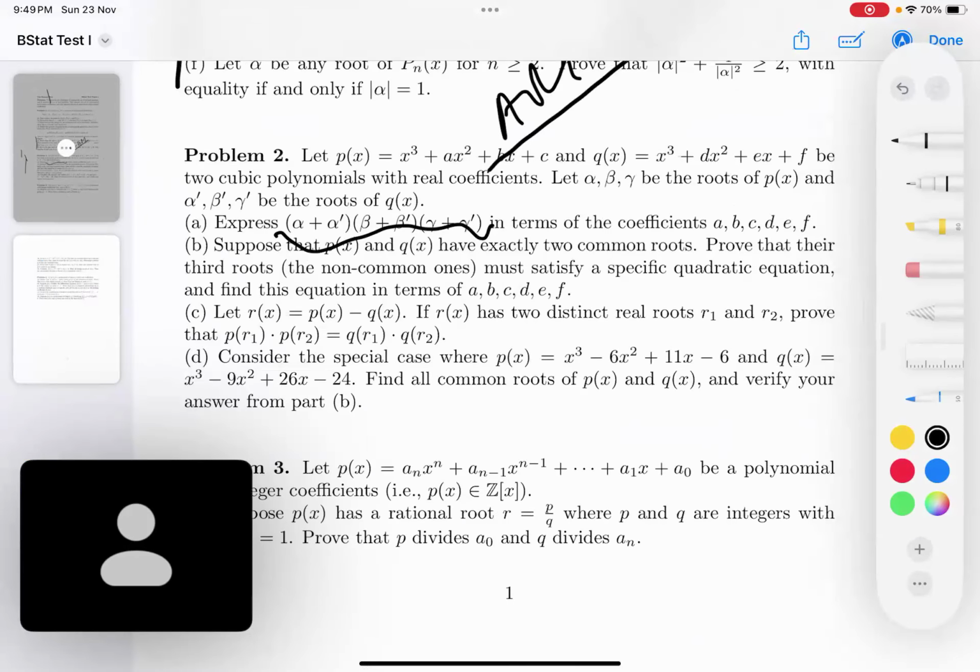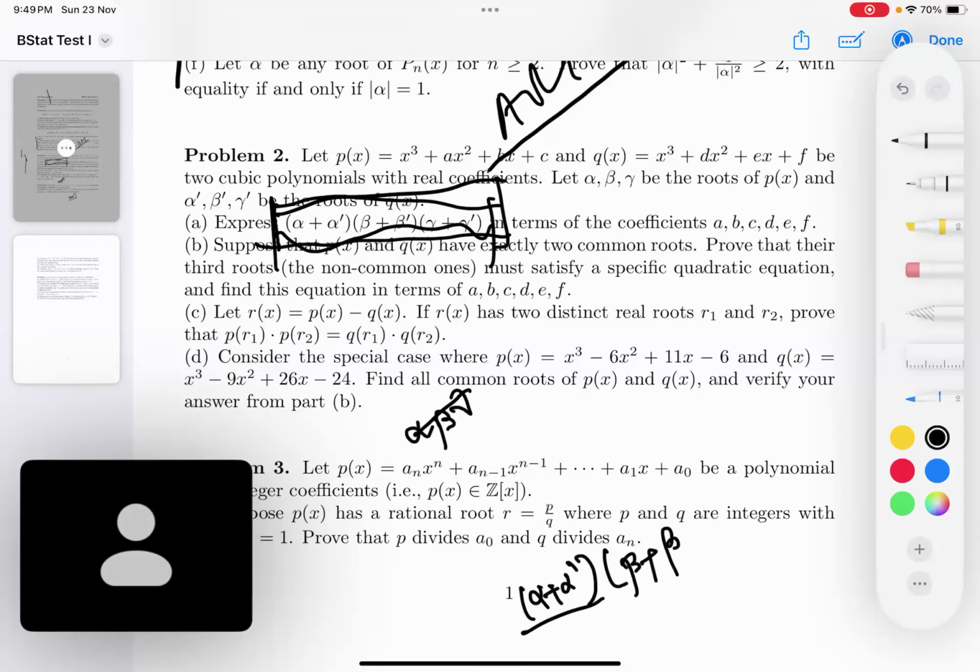So let's break it down. So this is alpha, beta, gamma, right? Okay. So tell me, how many coefficients will be there when we expand this term? Nine. Are you sure? Eight terms. Sorry, 8 terms.